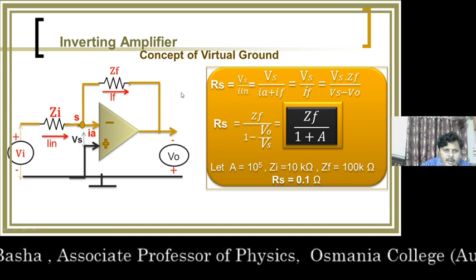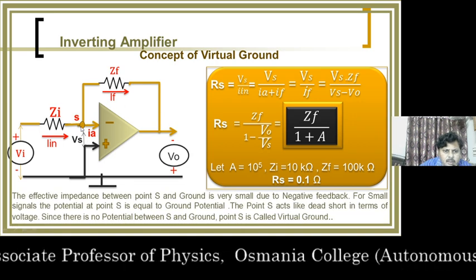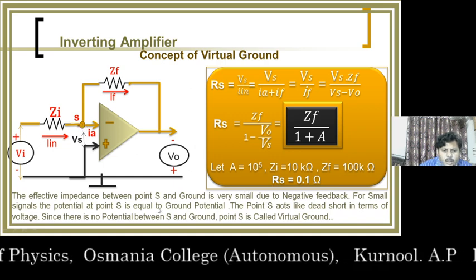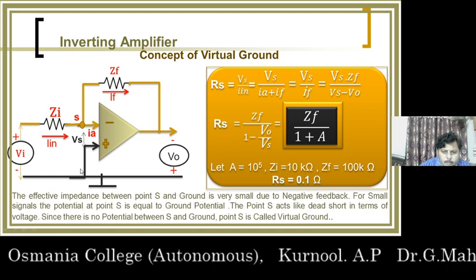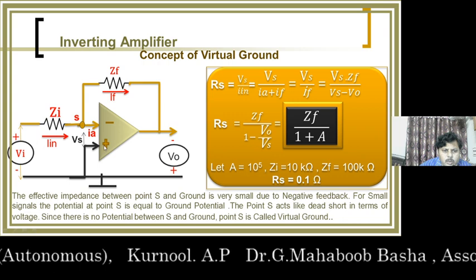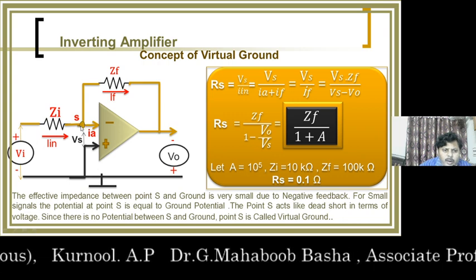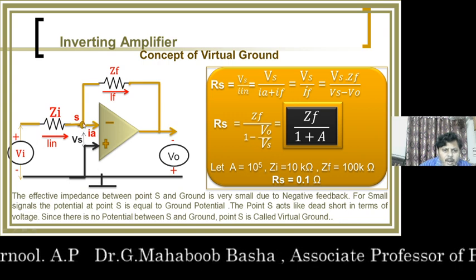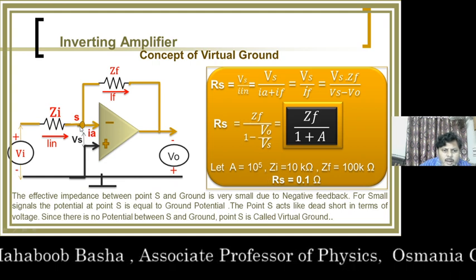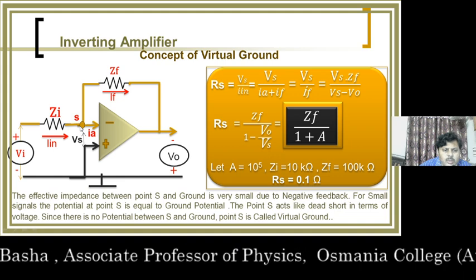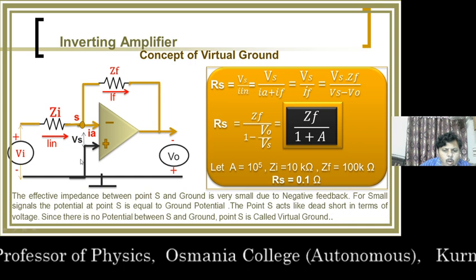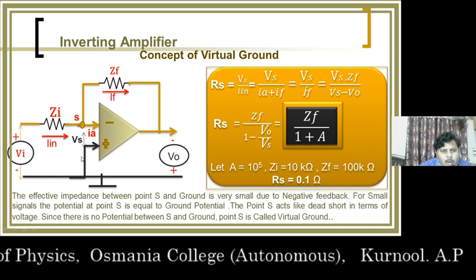So the potential at point S is approximately equal to ground potential. If both are at the same potential, no current flows from point S to ground. So why is the effective impedance between point S and ground very small? It is due to negative feedback. The point S acts like a dead short in terms of voltage, since there is no potential difference between S and ground. Hence point S is called virtual ground.